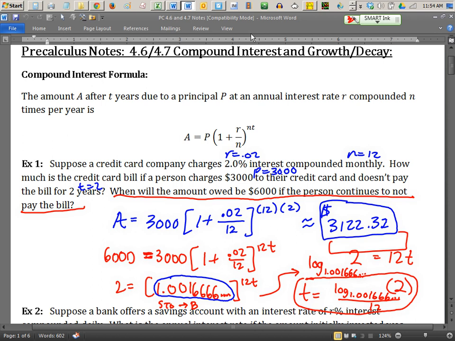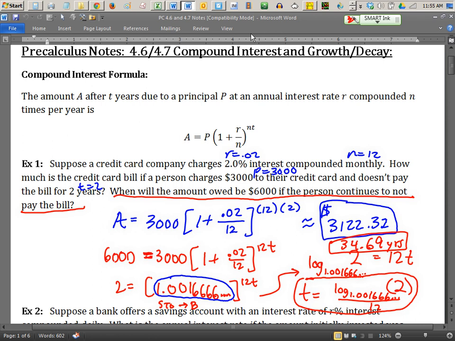So my second answer to this question is 34.69 years. Remember, we round everything to the nearest hundredth in my classroom. So that means that if this person, Joe Schmo, neglects to pay their bill for another 35 years, they're going to owe twice what they started out owing.